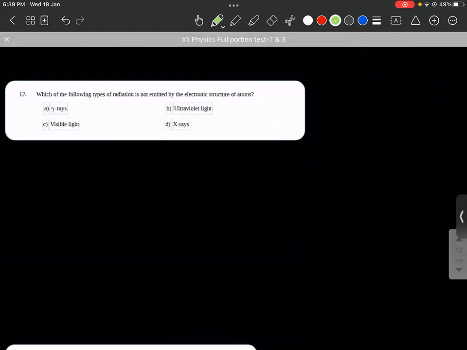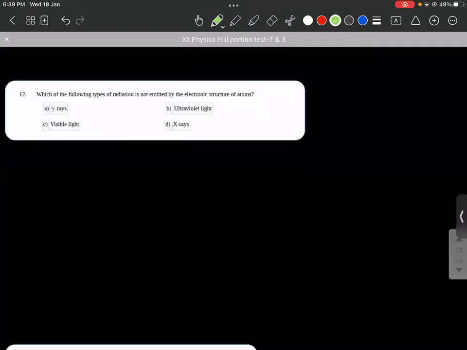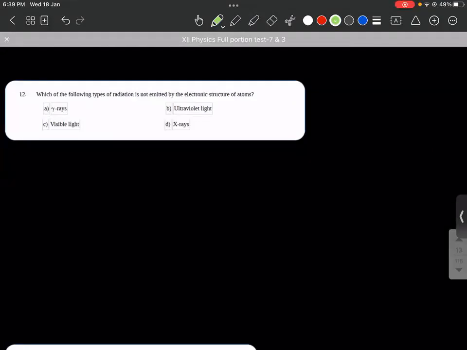Which of the following types of radiation is not emitted by electronic structure of atom? Answer. Sir, is it X-rays? They are gamma rays, because gamma rays are emitted only by nuclear disintegration. Have this in your mind. Actually, radioactivity is not a part of your syllabus, that is why I couldn't explain. So gamma rays are emitted there.